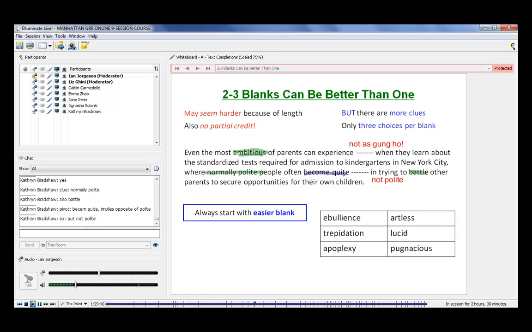I like it, keeping it simple. They're not polite. And then we're just going to go through and test these out.